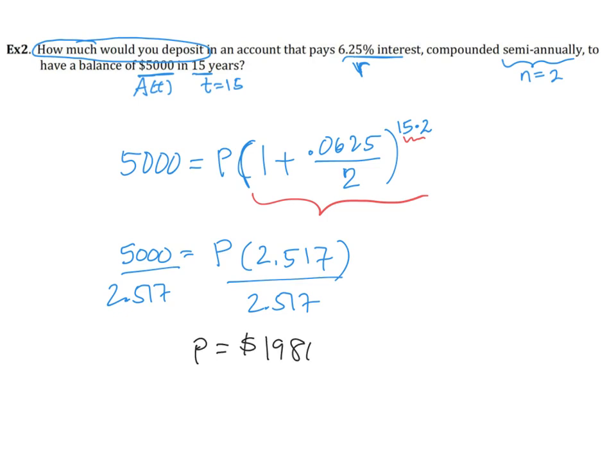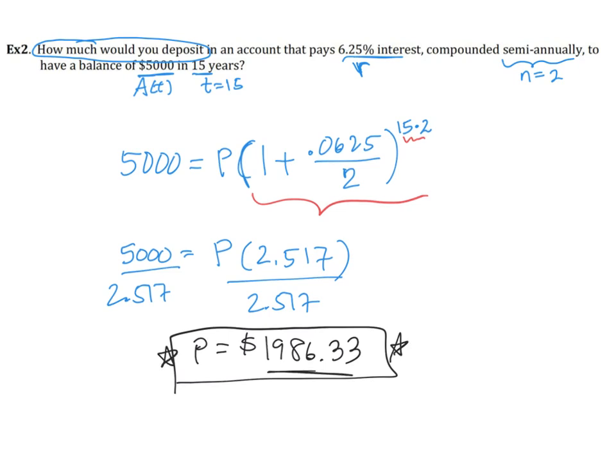So your initial amount that you would have to deposit in order to get $5,000 after 15 years is $1,986.33. Kind of shocking, isn't it? It's going to take 15 years for this 1,900, almost 2,000, to go to 5,000. Or maybe it's just free money. You just let it sit there. No big deal.